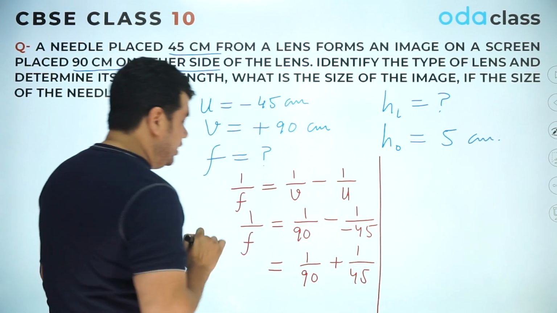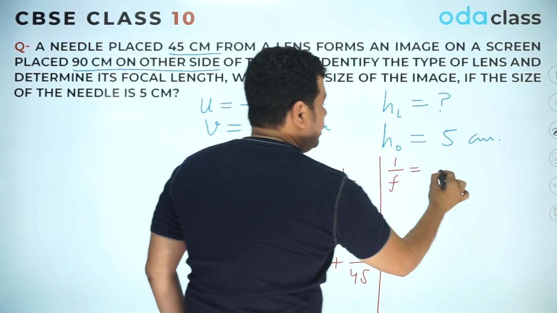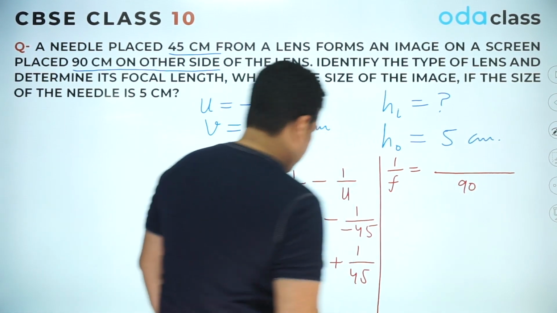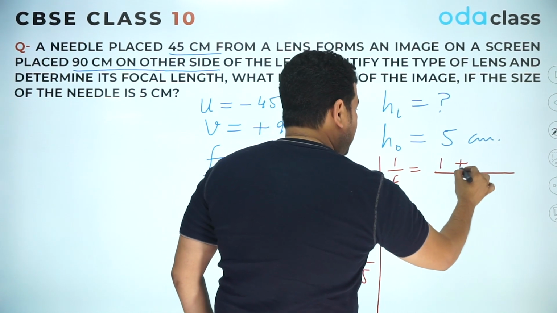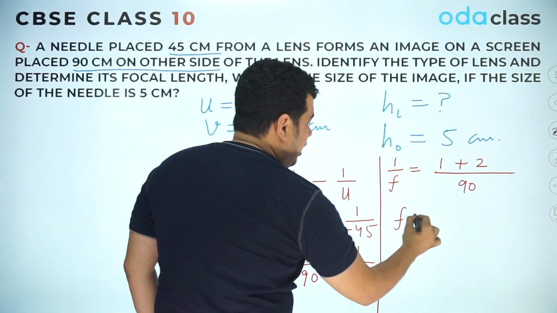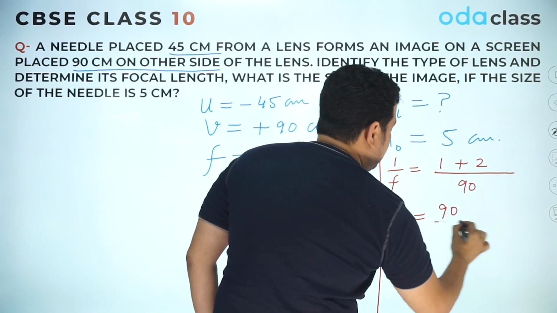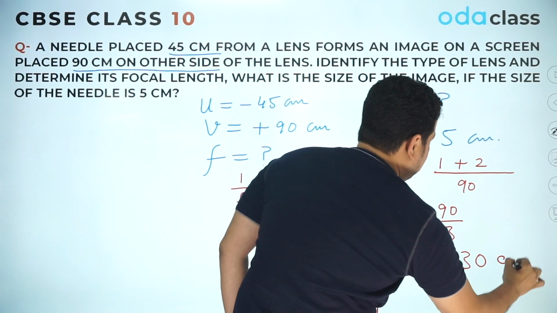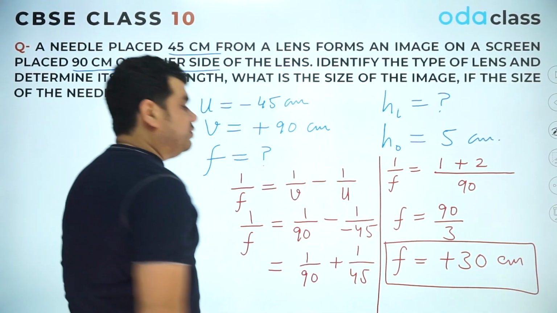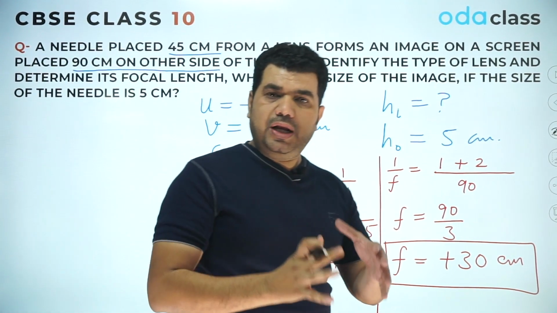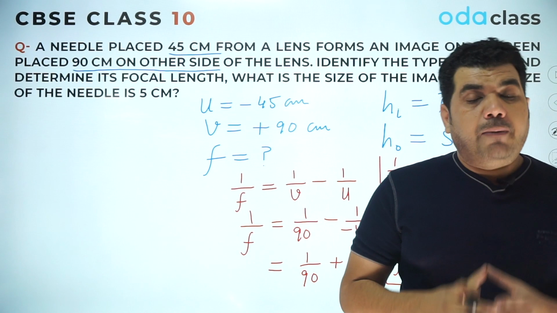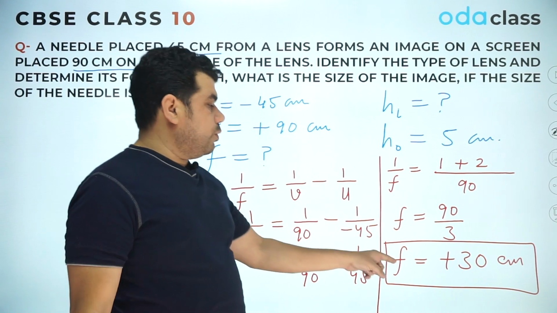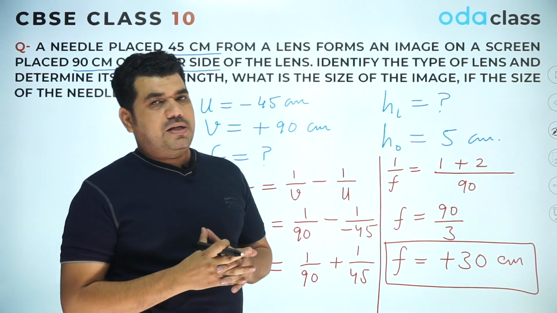Then we further solve it. Then we'll get 1 upon f is equal to, taking the LCM, 90, right? And then you have 1 plus 2, then you can say f is equal to 90 divided by 3, and now you have focal length f is equal to plus 30 centimeter. So the focal length of that lens is 30 centimeter. If the focal length is positive, it means the lens is convex. So the first answer that we get is f is equal to plus 30 centimeter, right?